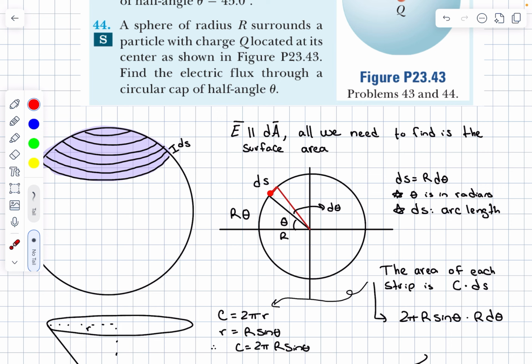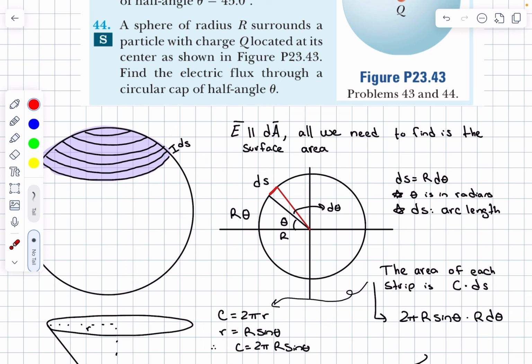It's a little segment of the arc length, where R theta is a component of the circumference. Here we have the radius making an angle theta, and this part of the circumference is just going to be equal to R times theta. Then ds, which is a step along the circumference, is going to be equal to radius times d theta. So that's what ds is. Now remember that theta is in radians, and ds is our little arc length step.